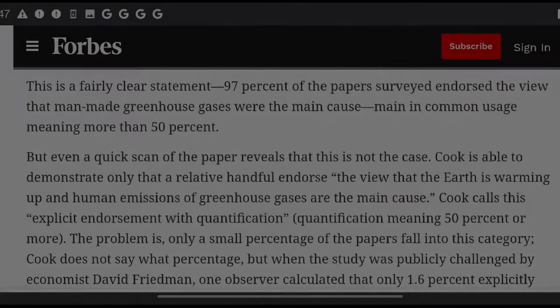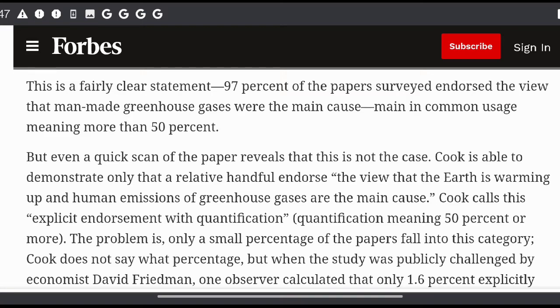Just to go on a little more, this is a fairly clear statement. 97% of papers surveyed endorsed the view that man-made greenhouse gases were the main cause. Main, in common usage, meaning more than 50%. So he's going on talking about this claim these people made, John Cook being one of them. We're just about to talk about him. But even a quick scan of the paper reveals that this is not the case. Cook is able to demonstrate only that a relative handful endorse the view that the Earth is warming up and human emissions of greenhouse gases are the main cause.